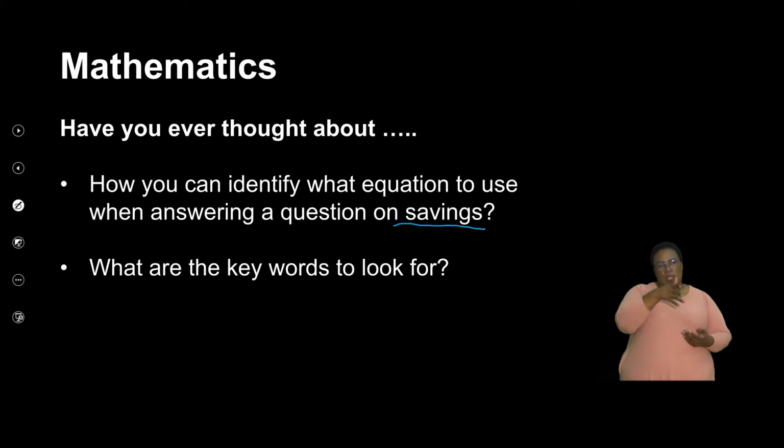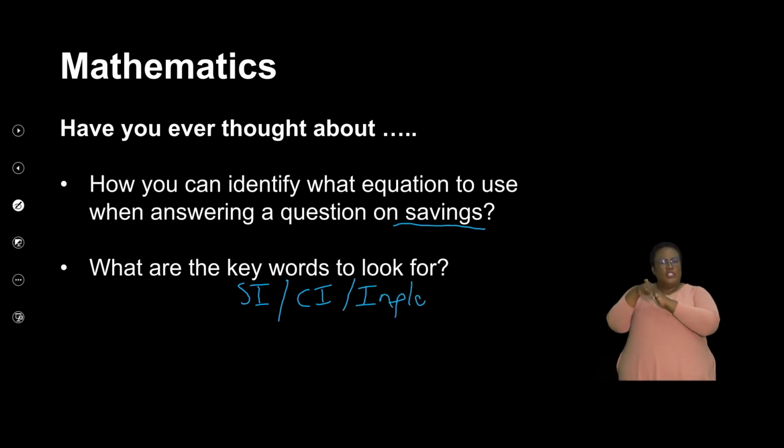Also, these keywords that we are looking for, what exactly are they? So for example, if they mention simple interest, does that give you a clue? When they mention compound interest, does that give you a clue? When they mention things like inflation, does that give you a clue as to what exactly it is that you need to do? When they talk about things like the exchange rate, does that give you a clue on what exactly you will need to do there? So those are things that you just need to be thinking about when you are trying to answer questions that have to do with savings.